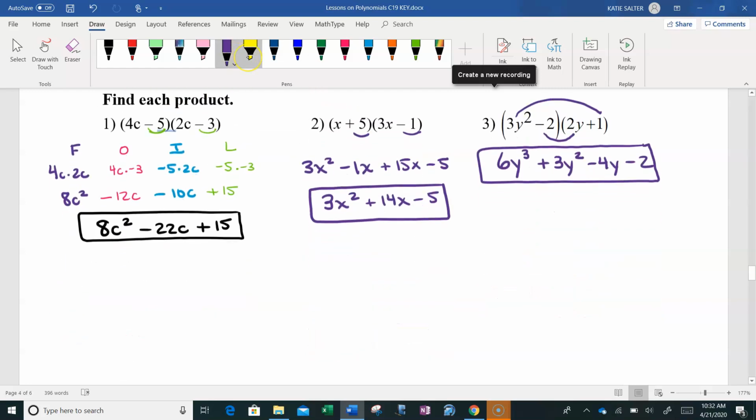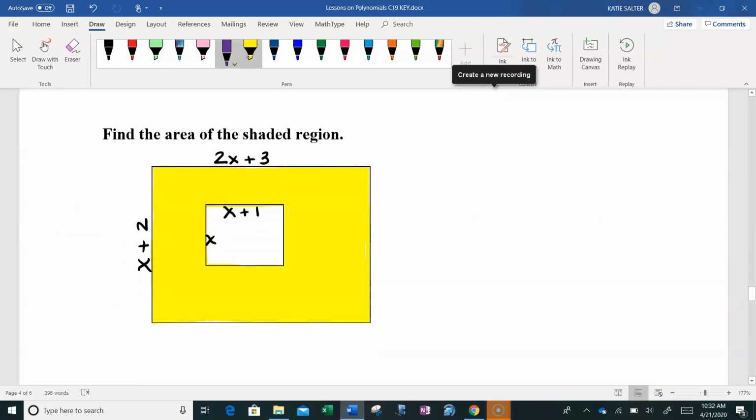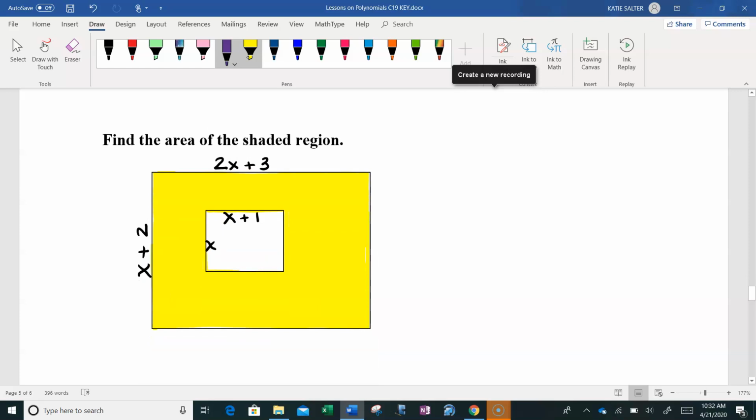All right, last problem of the day. Let's go back and look at a geometry problem again, like we've been doing with these other ones. It says, find the area of the shaded region. I love this problem because it makes me think about what landscapers do.